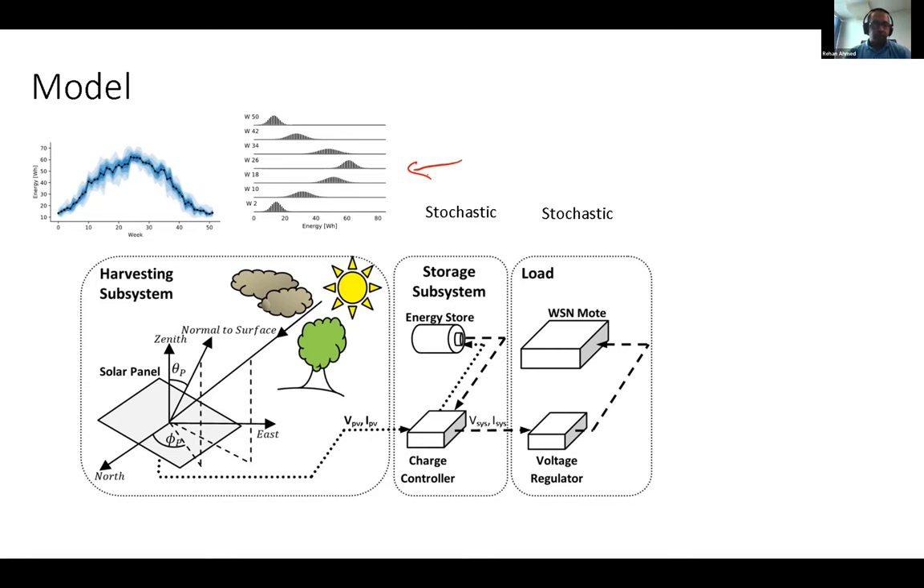Now, based on this, since energy harvesting is a stochastic model, we also developed stochastic models for energy storage, which would, for example, give us the probability of battery depletion. The load is also stochastic in nature, and that gives us some more ways of modeling the load, or more general ways of modeling the load.